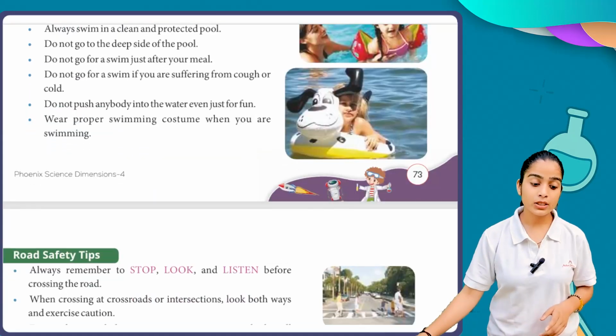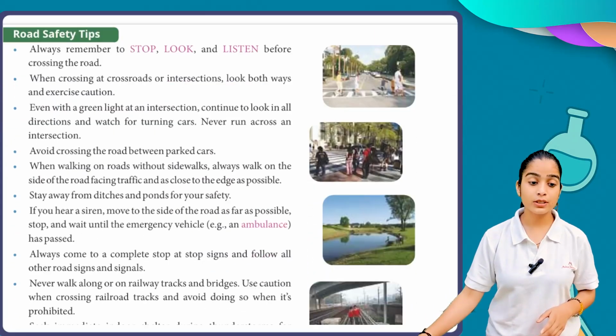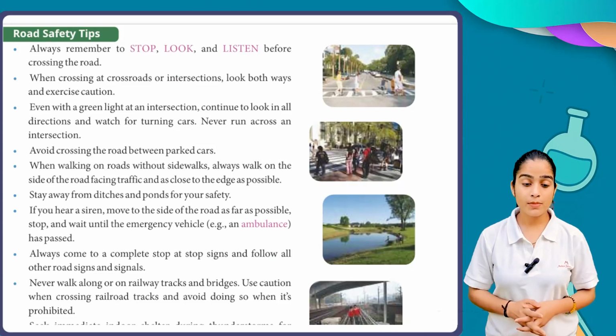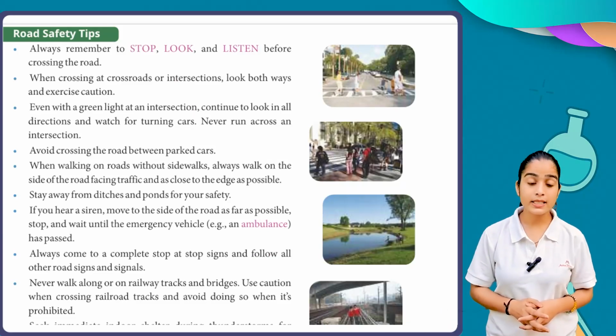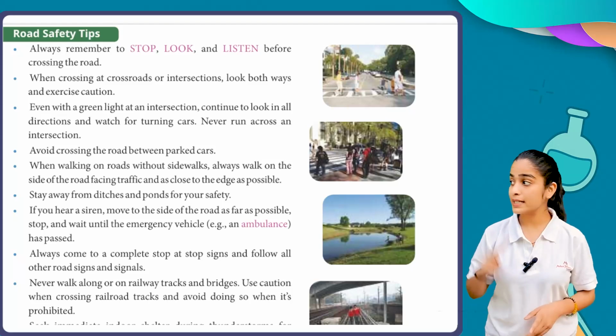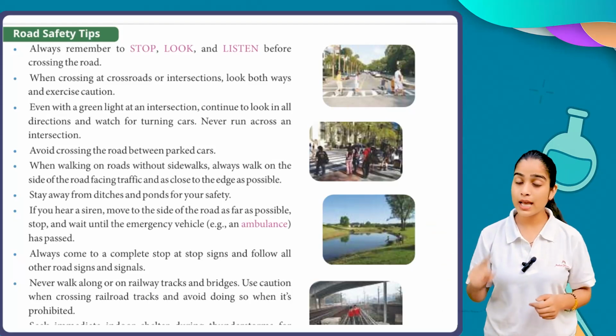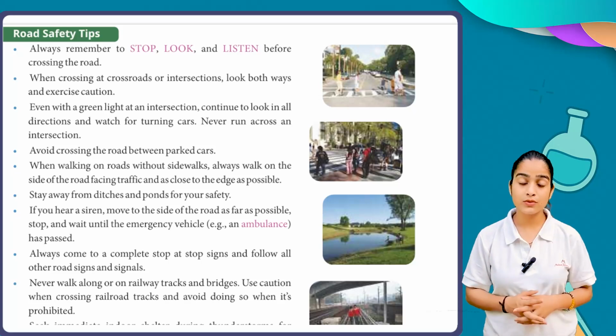Okay, now the other things which we have to follow, the safety rules for road safety tips. Always remember to stop, look, and listen before crossing the road. Always keep your eyes left, right, okay, and then you have to cross the road. So these are the things which we have to follow.